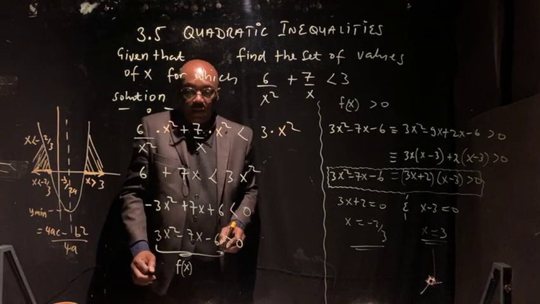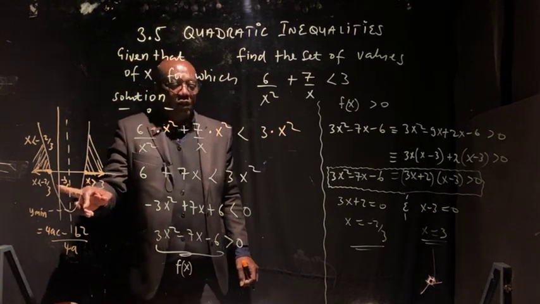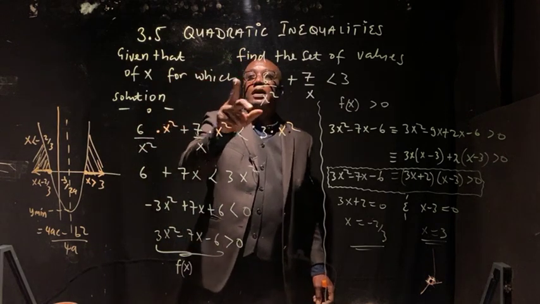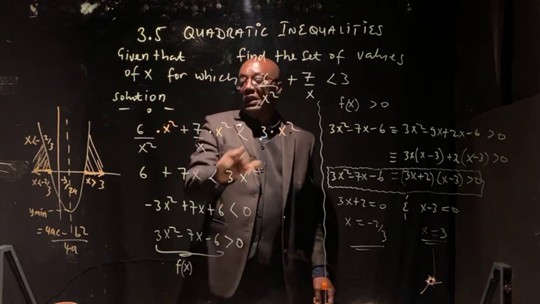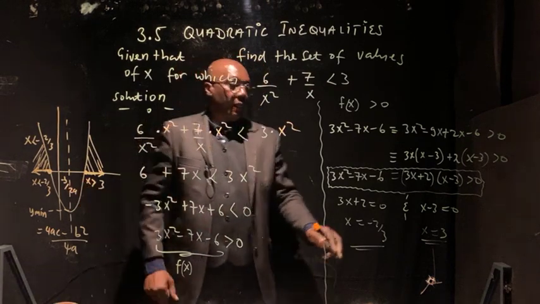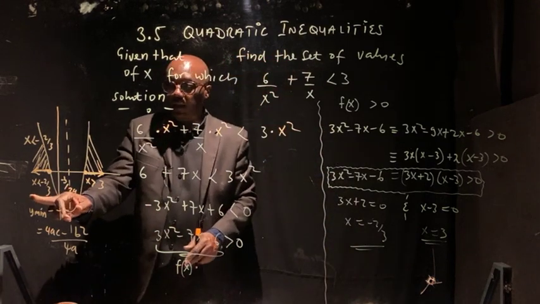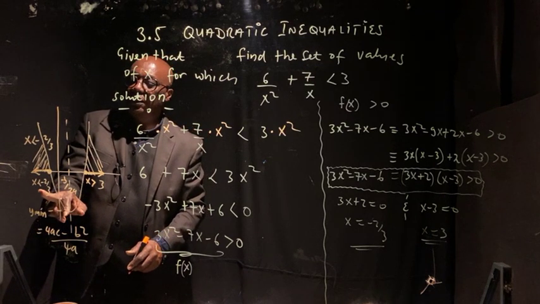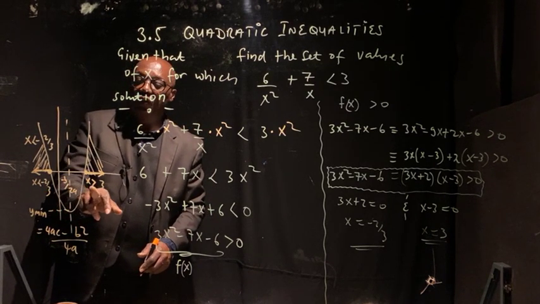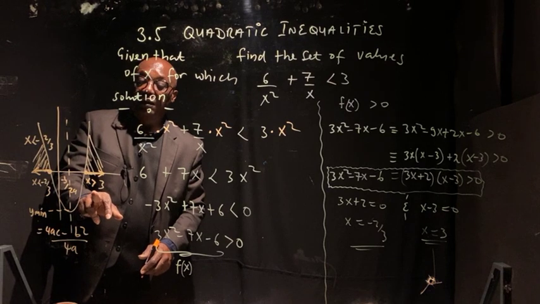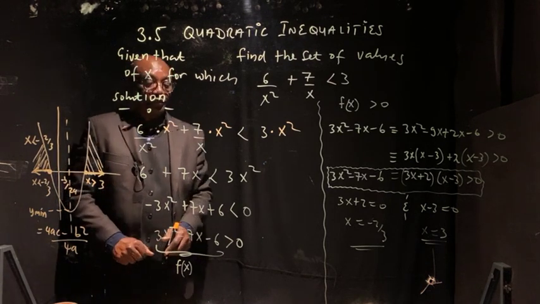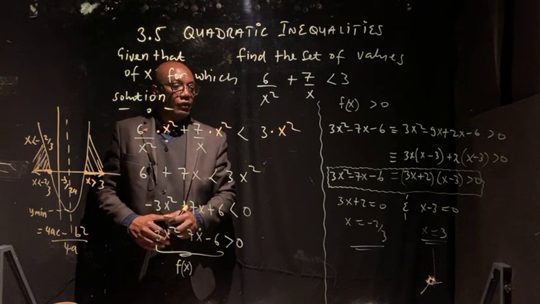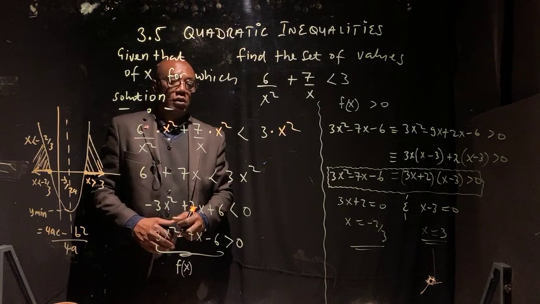Good. So the inequalities, the set of values of x for which this inequality is valid is where x is less than negative 2 over 3 and where x is greater than 3. So where do I write it? This is what I'm thinking. Good.